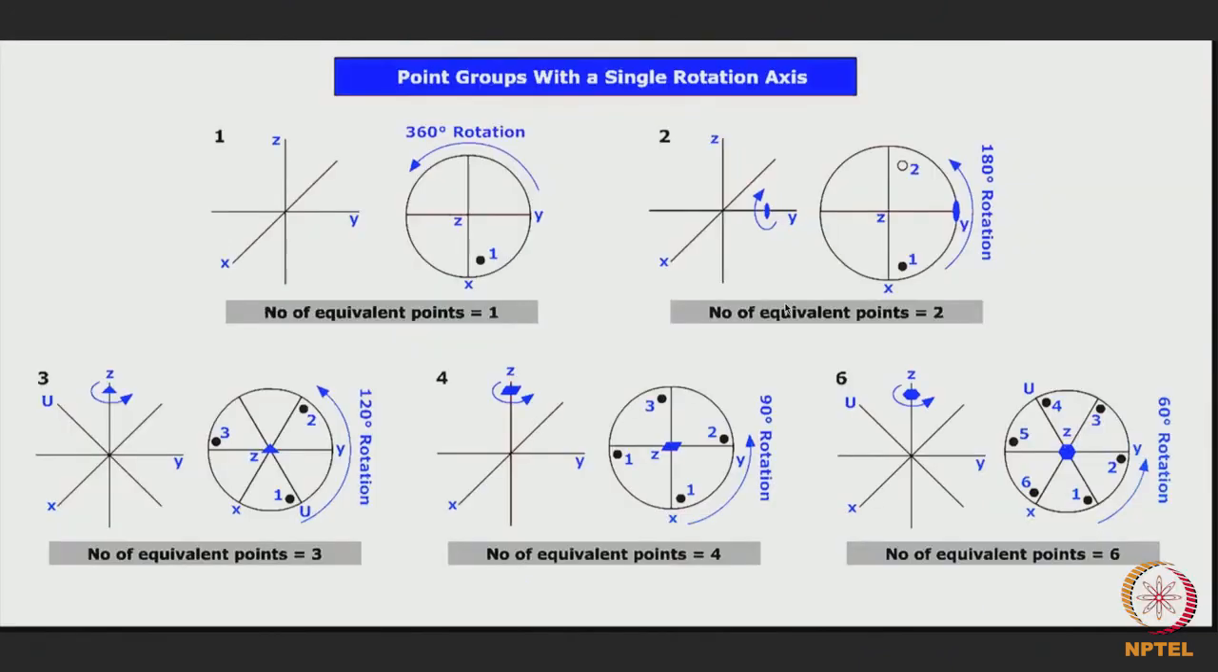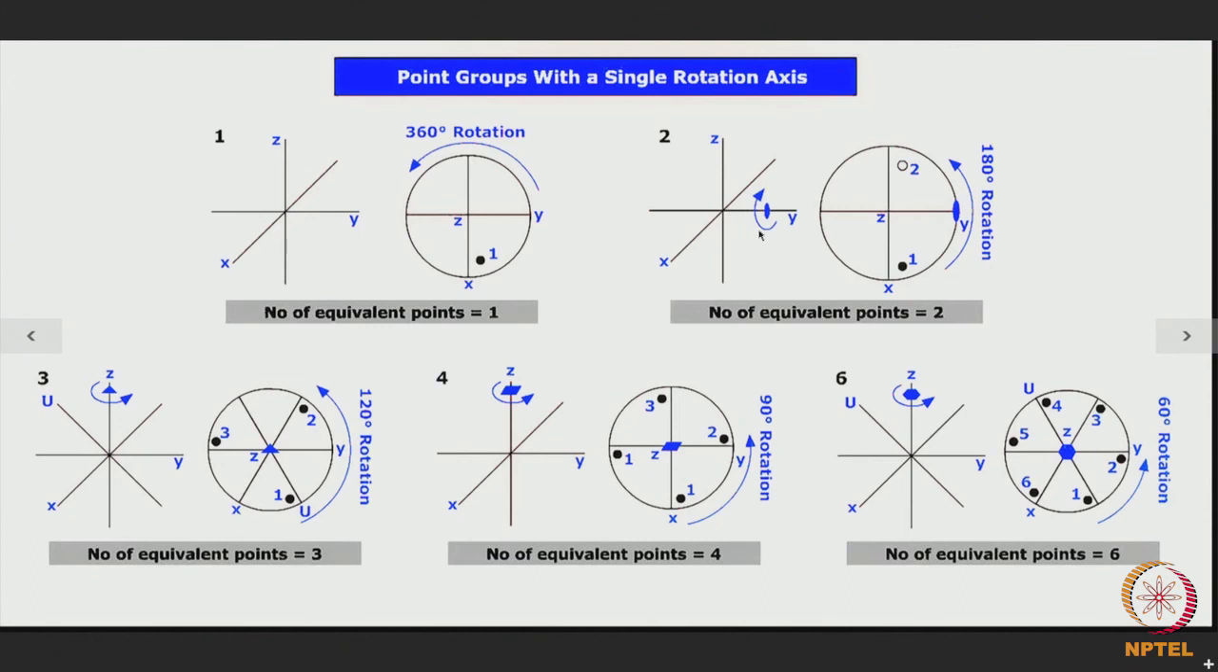Now when we talk about all these point groups, where each point group consists of a single rotation axis only, we can represent them as simple stereographic projections as shown here. So for the rotation axis 1, the point 1 does not produce any other point because it's a 360 degree rotation and it brings it to the same point. Then comes rotation axis 2.